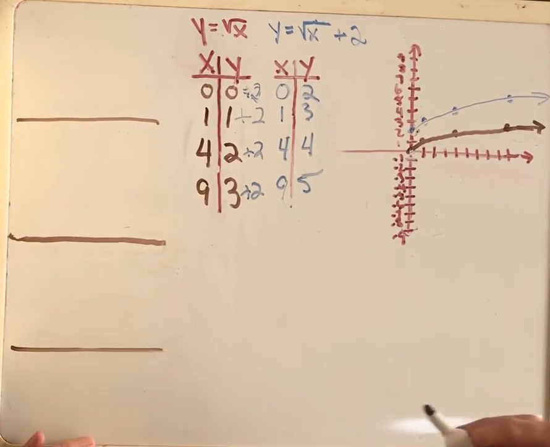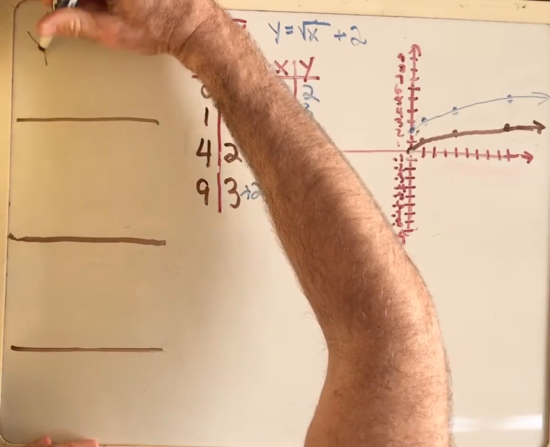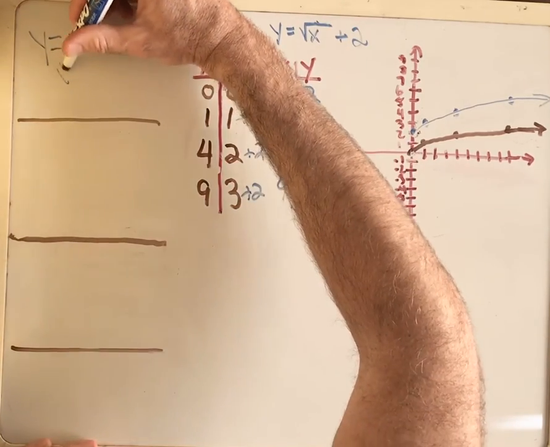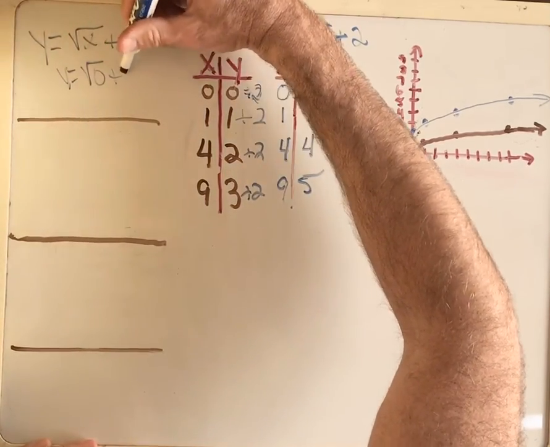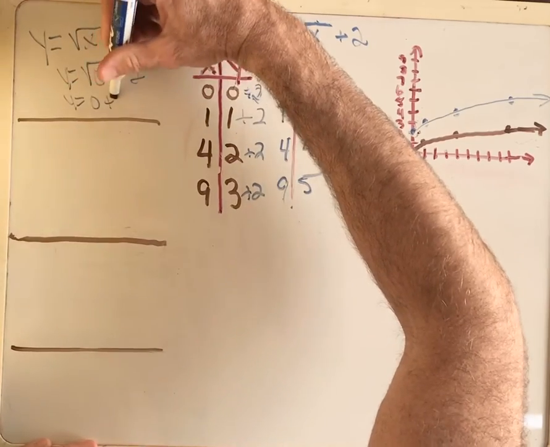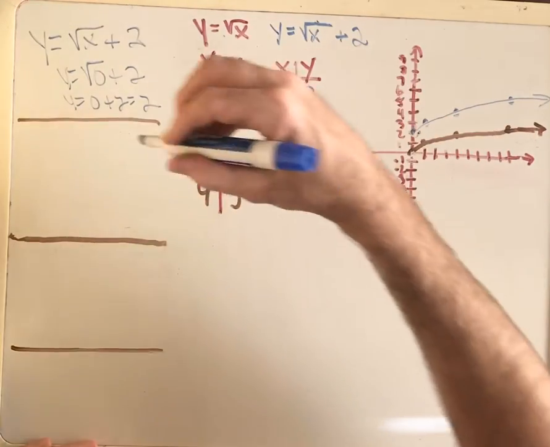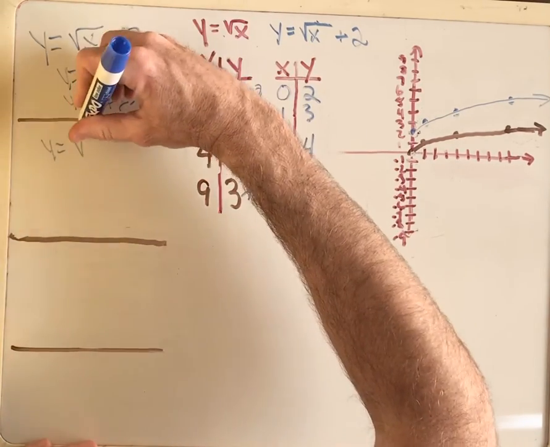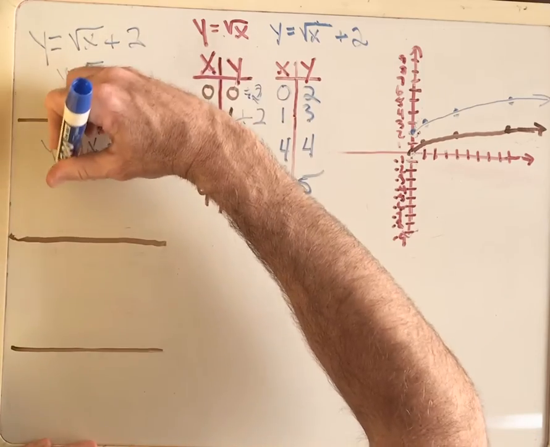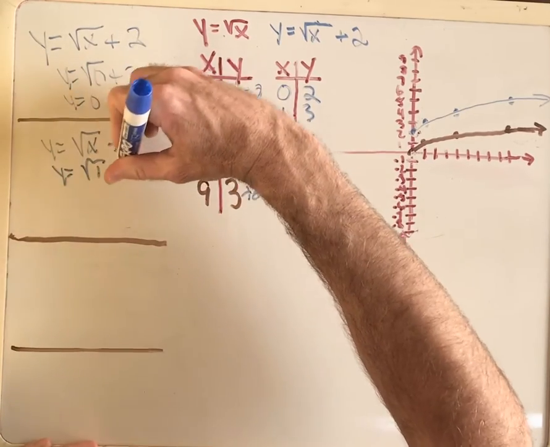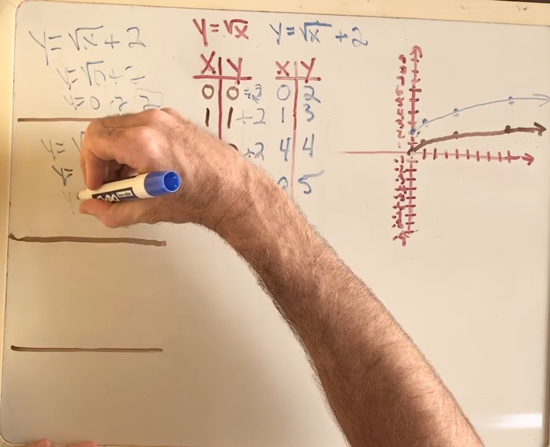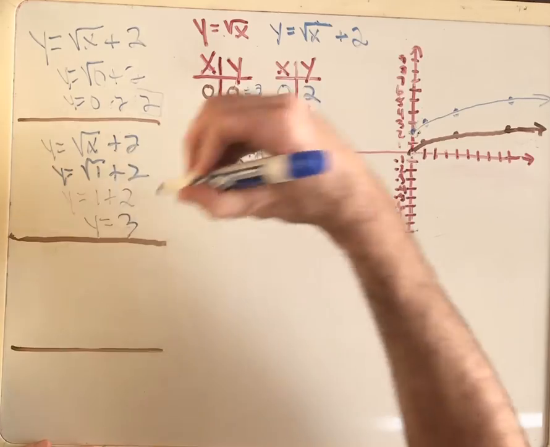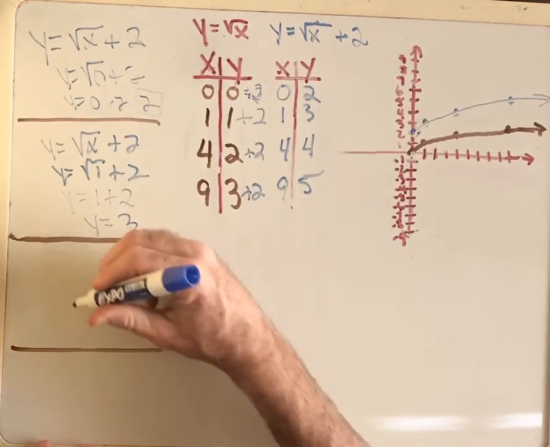And we can always, just like we did before, we can always just plug in y equals square root of x plus 2. Y equals square root of 0 plus 2, y equals 0 plus 2, which gives us 2. We see that there. Y equals square root of x plus 2. Plug in 1 here, square root of 1 plus 2. Y equals 1 plus 2. So then y equals 3. And we see that 3 right there.